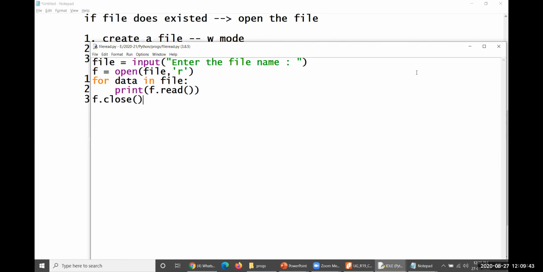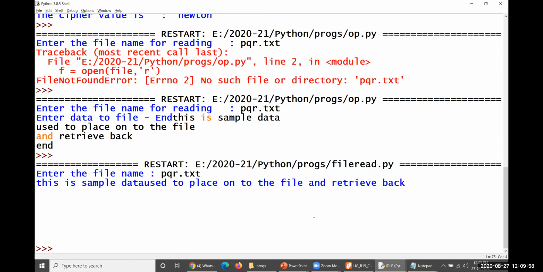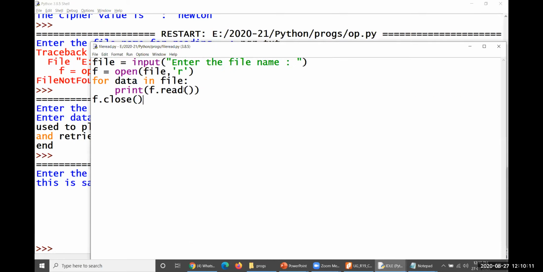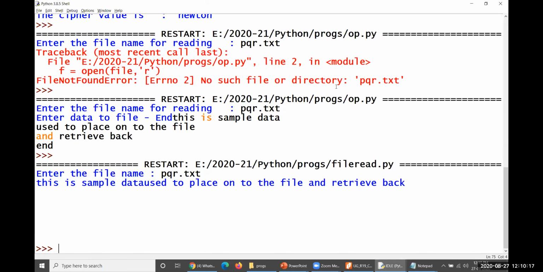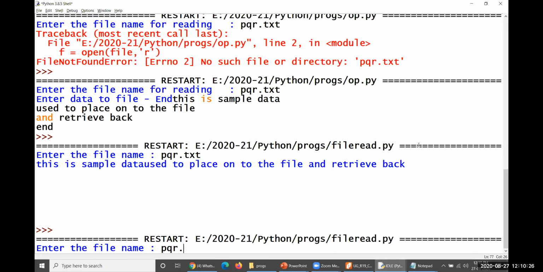Okay, let me execute this one for a while. So my file name is pqr.txt. That is my file name. So just before, we entered pqr.txt. Yes, the data will be taken something like this, because several lines have been entered here. The entire data will be placed onto the screen. If you perform the same operation with readline, it's also fine. So let me check it one more time. pqr.txt, yes, it has been. Okay, both will be the same.